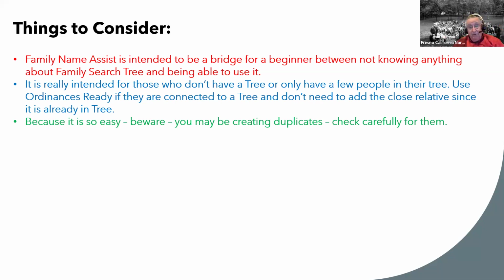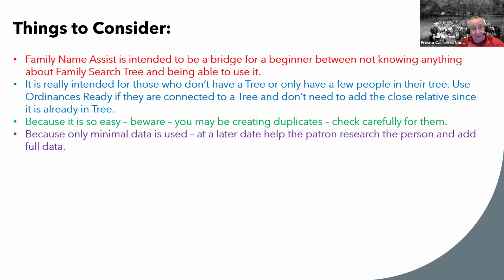There is a slim possibility you're creating duplicates. It'd be nice if you could check beforehand. I know that's not always easy, and quite frankly, the odds are they're not going to be duplicates, because if they're really doing these close relatives, they're people that probably are under the 110-year rule, and other people aren't going to have access to them anyway. And because only a minimal amount of data is used, this is important.